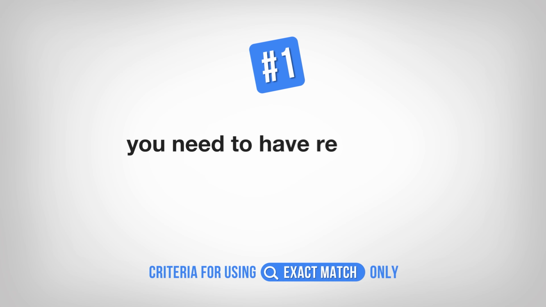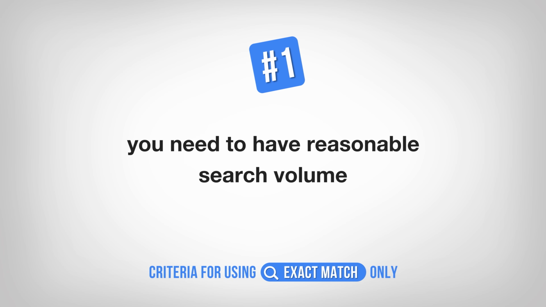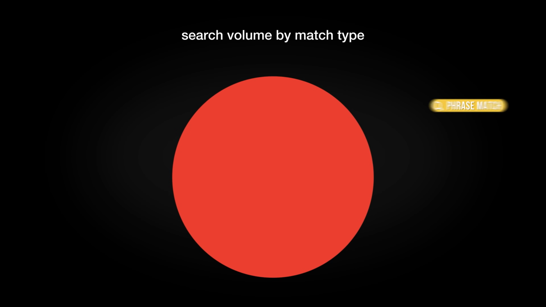So when should you make this change? When should you make the change to adjust your keywords to only targeting them on an exact match basis exclusively? Okay, so there's a few criteria that you need to meet. Firstly, you need to have reasonable search volume. If you are struggling to get your ads in front of enough searches, to get enough clicks, to get conversions, you're already using some of the broader match types like phrase and broad.